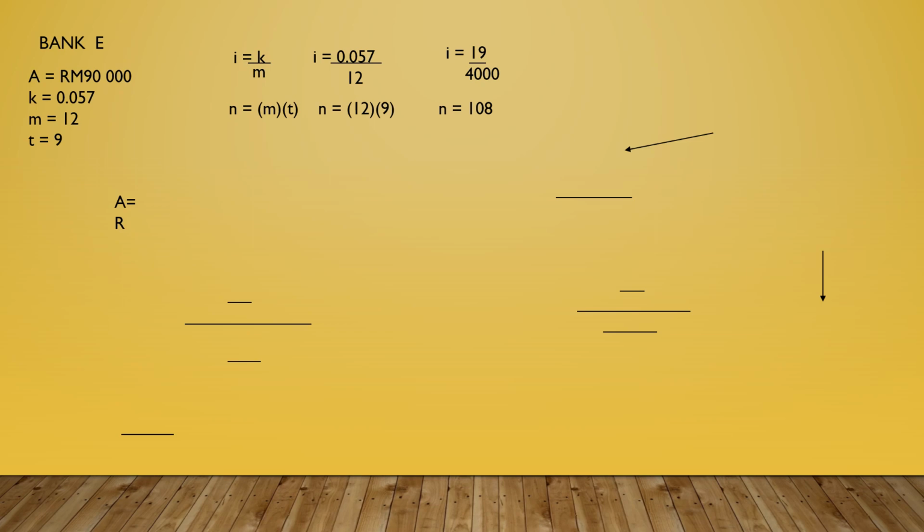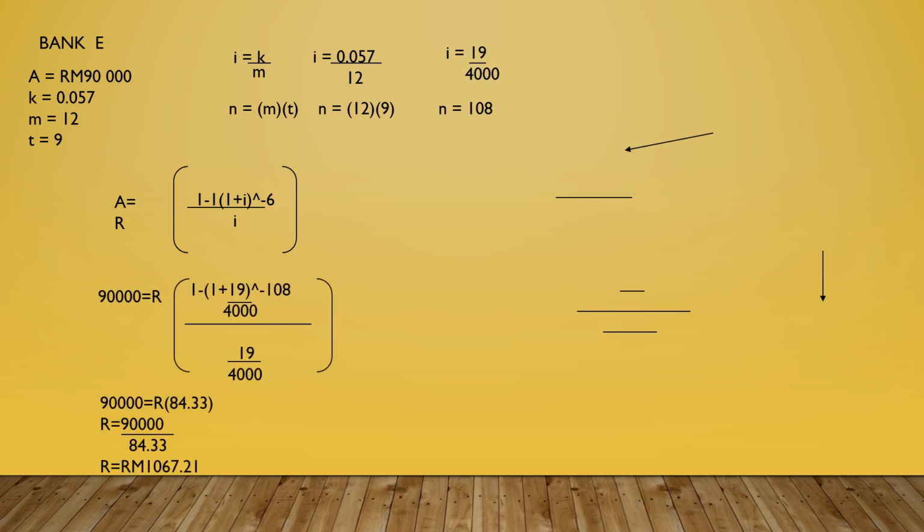Then we want to find the monthly payment. We use the present value formula. We key in the info, and then we got the monthly payment about RM 1,067.21. Next, we want to know how much Mr. Dan already paid. Mr. Dan said that he already paid for 85 months, so we multiply by 85. So we got that Mr. Dan already paid about RM 90,712.85.